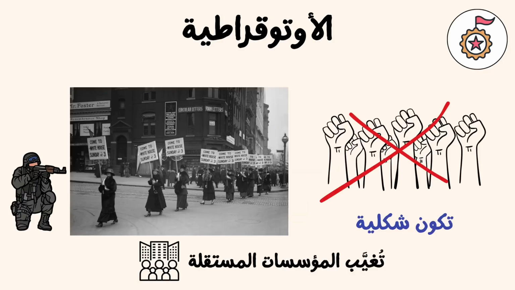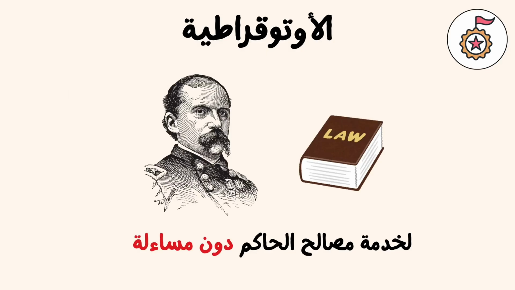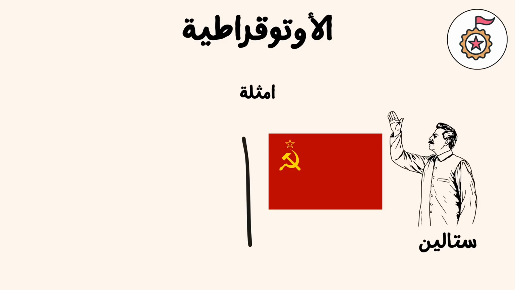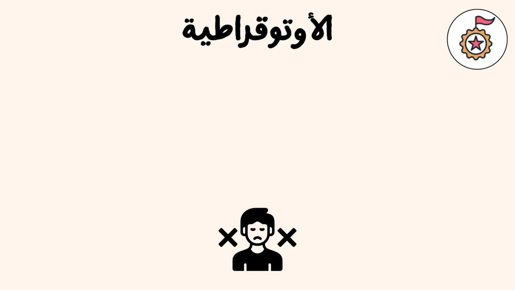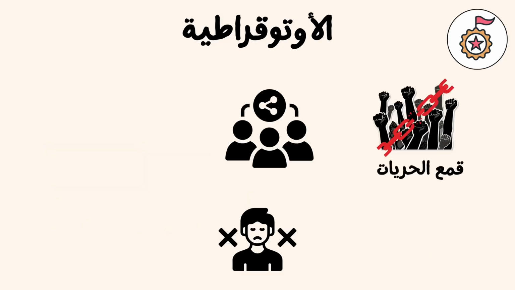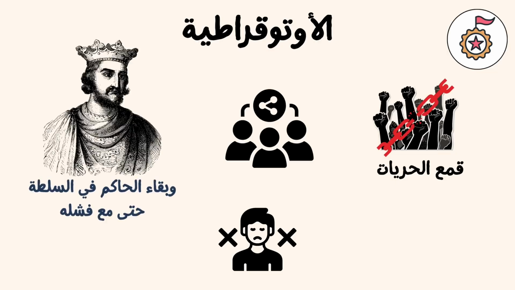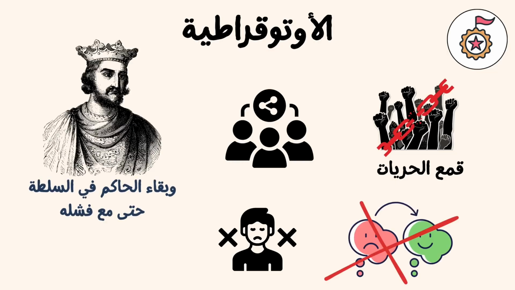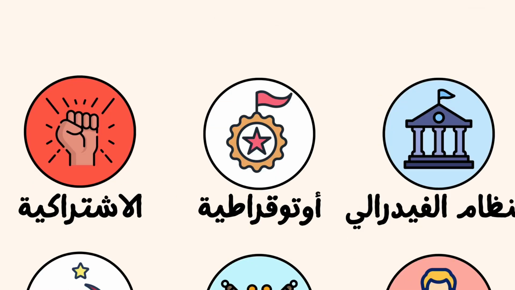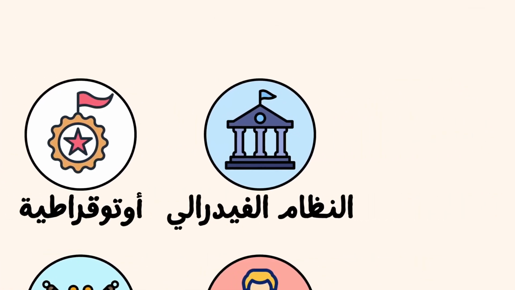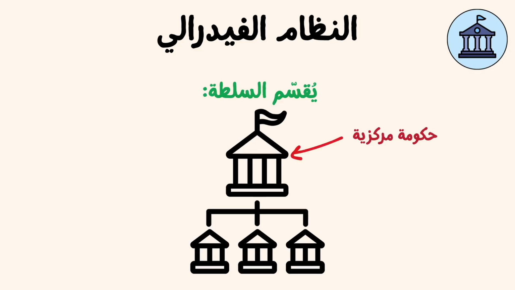Elections are either abolished or symbolic, opposition is suppressed, and independent institutions are absent. The ruler governs for their own interest without accountability, which opens the door to tyranny. Examples include Stalin's rule in the Soviet Union and some military regimes. Its disadvantages are the suppression of freedoms, lack of participation, and the ruler remaining in power even if they fail, due to the absence of peaceful means for change.